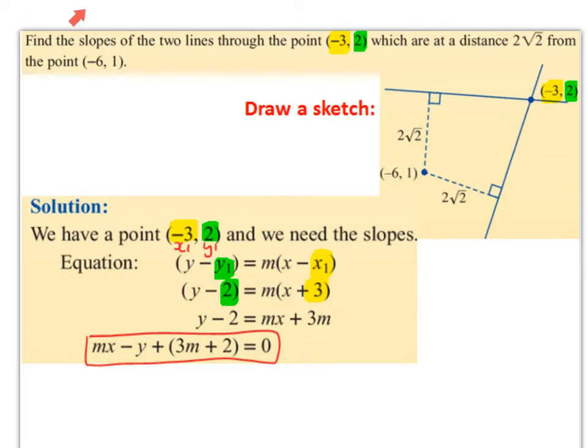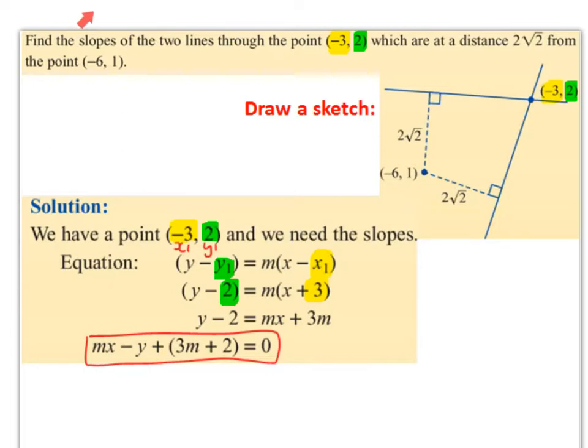Find the slopes of the two lines through the point minus 3, 2, which are at a distance of 2 root 2 from the point minus 6, 1. So it'd be a good idea to draw a sketch of this. So here we have two lines. They intersect at the point minus 3, 2. And they are a distance of 2 root 2 from the point minus 6, 1.